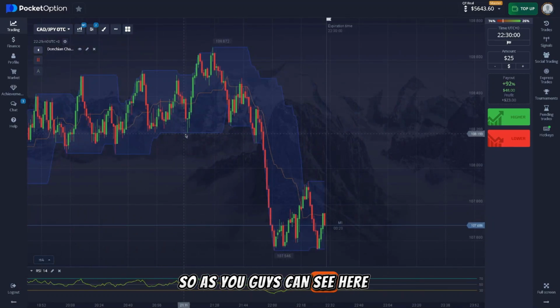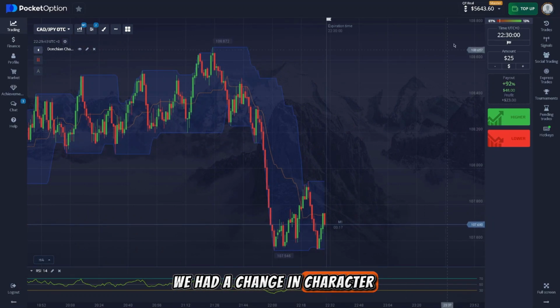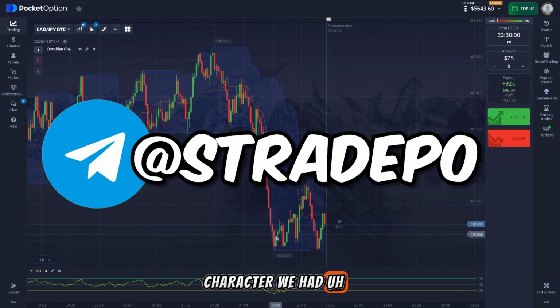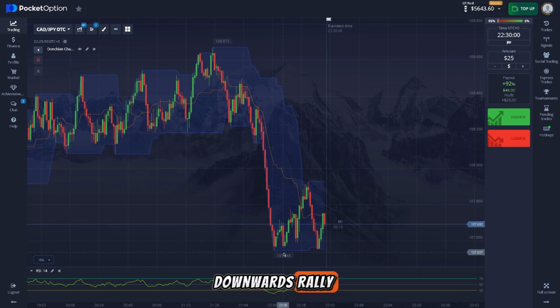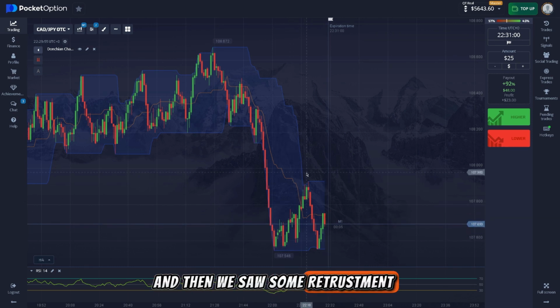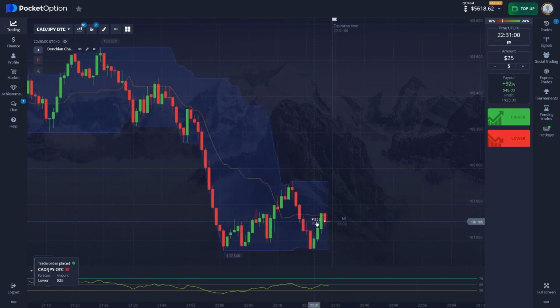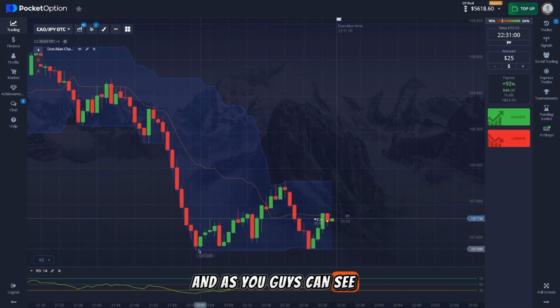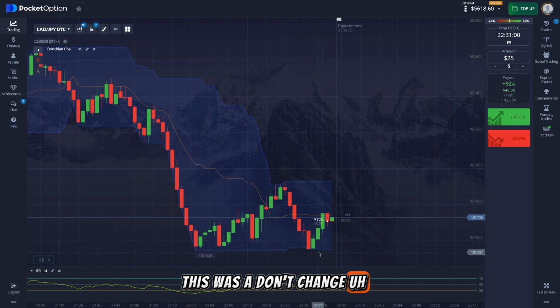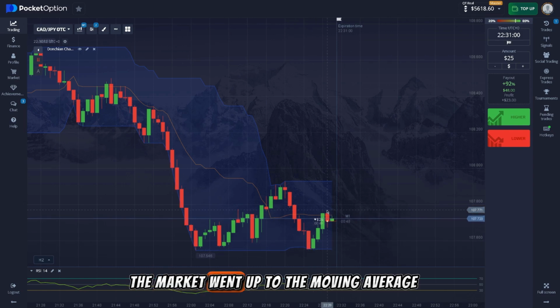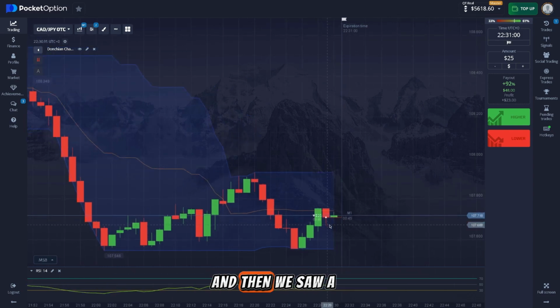So as you guys can see here, we had a change in character, and after the change in character, we had a downwards rally, and then we saw some retracement, and then we went down to the previous low. And as you guys can see, this was the Donchian's previous 20 candle low, and after that the market went up to the moving average, and then we saw a red candle in here.